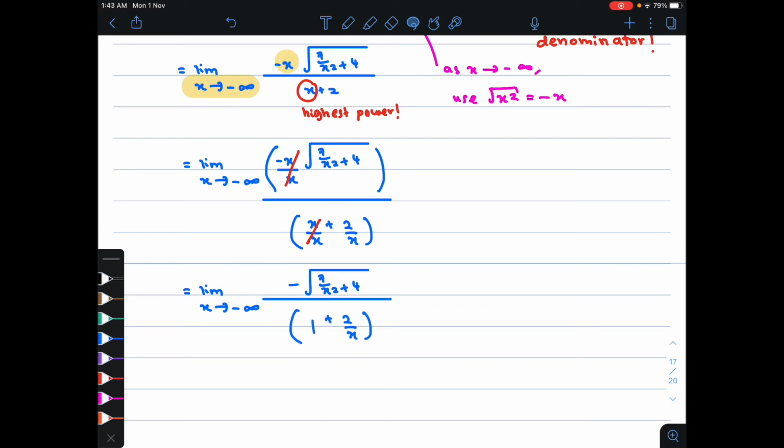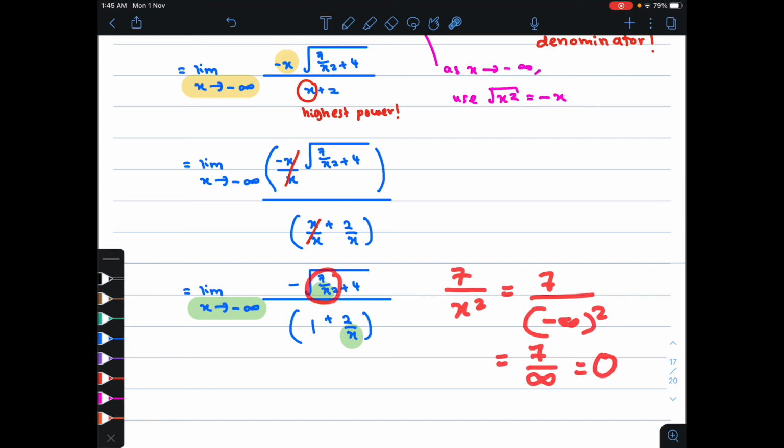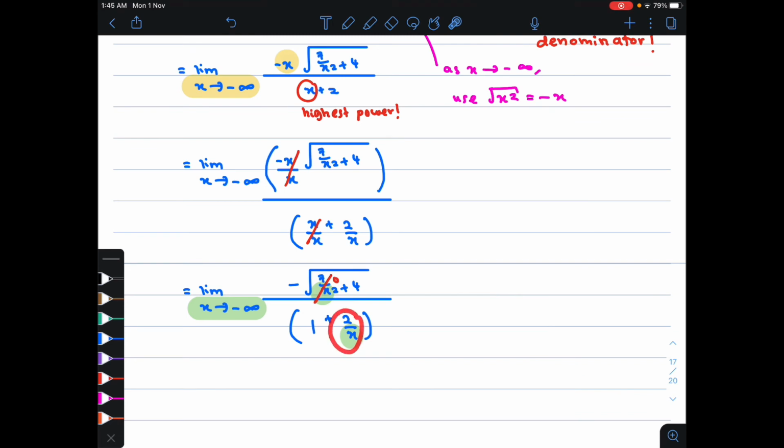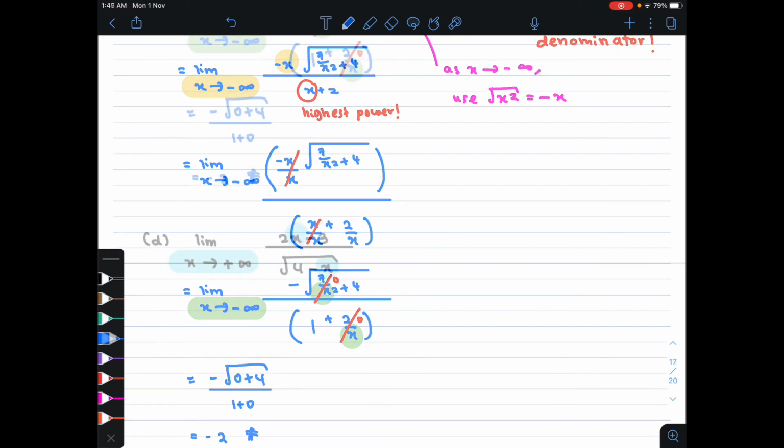Once we're done with that, substitute x equal to negative infinity back into our function. And hence 7 over x squared will give you 7 over negative infinity square, which is equal to 7 over infinity. And this is 0. The same goes for 2 over x. 2 over negative infinity is still 0. And hence it is just negative square root of 0 plus 4 divided by 1 plus 0. And hence the final answer is negative 2.